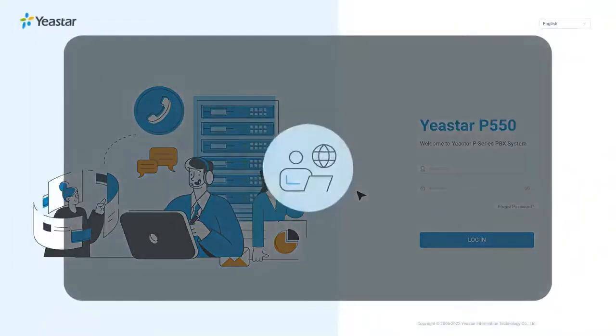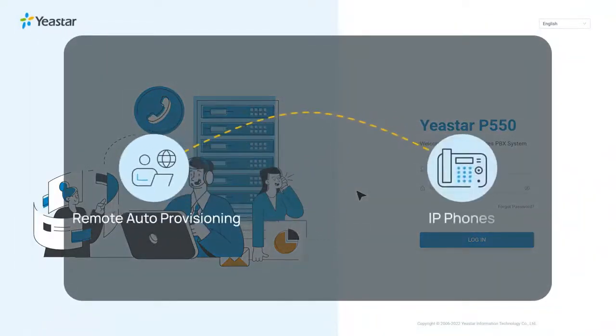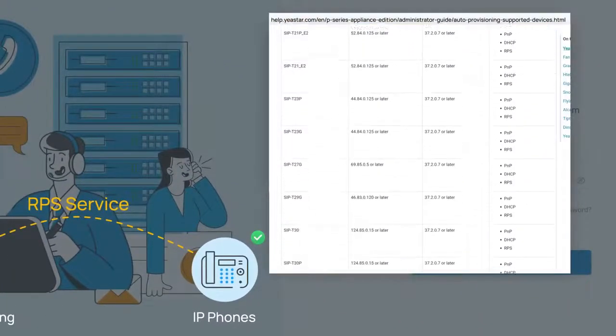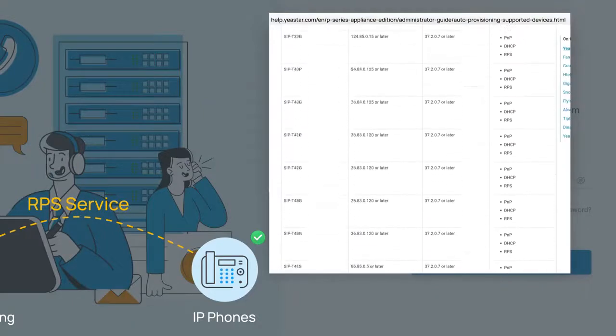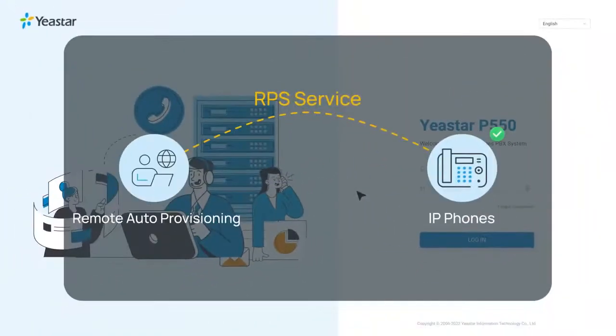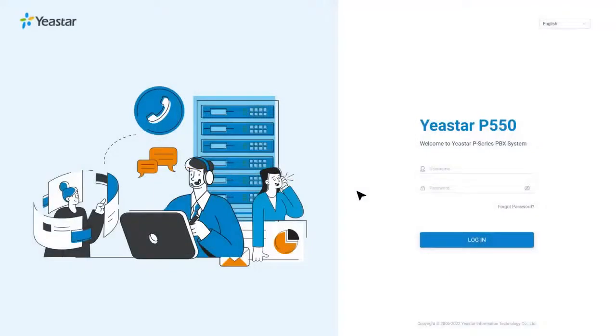In the meanwhile, the remote auto-provision is realized by coordinating with the RPS service of the phones. We need to ensure the IP phone that we use comes with RPS. Here's the list of the IP phones that we currently support for remote auto-provision with FQDN. Now we need to guarantee that all the phones which we need to provision have access to the internet. And if everything's checked, we can start the remote auto-provision.